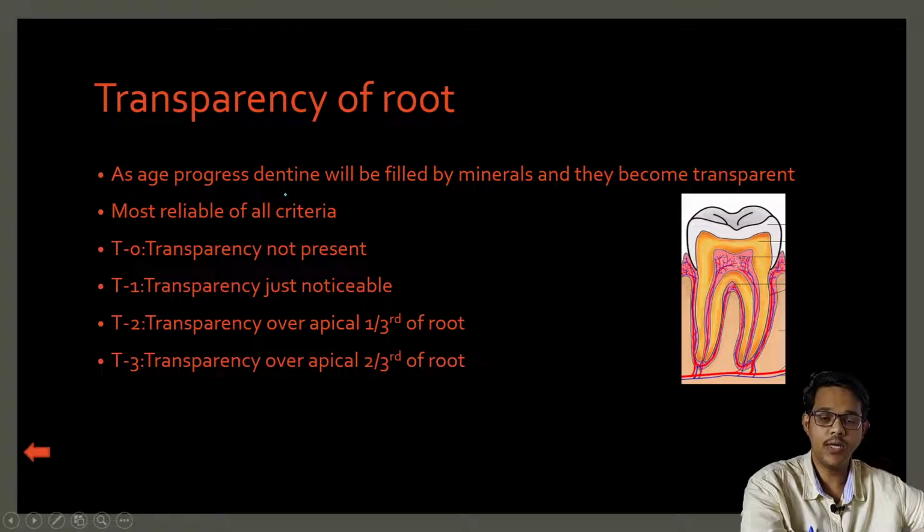Transparency is different from root resorption. Transparency is because of deposition of the minerals and change in the refractive index of the root.